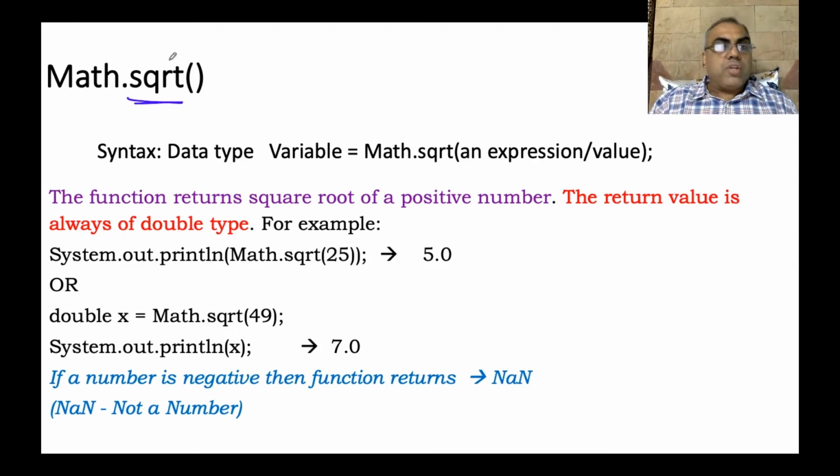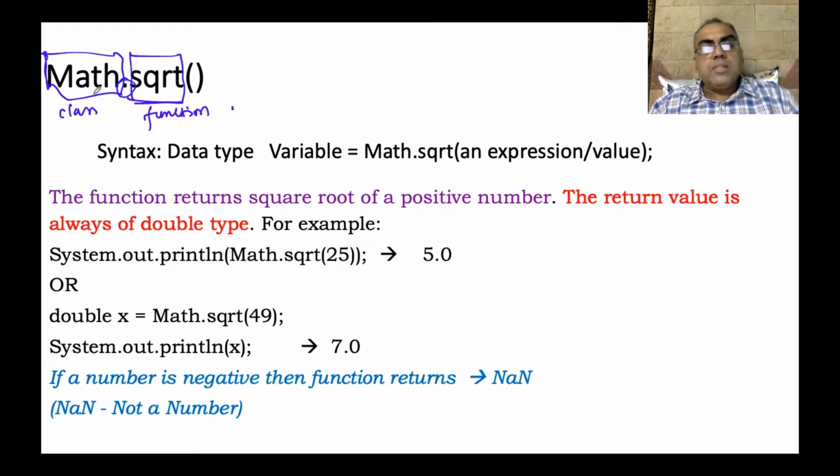Now what is this? In this case, Math is a ready-made class provided by Java. This is a class and this is a function name. All the function names will be different. So logically, a dot operator will help us go to the Math class and run the function by supplying some value.